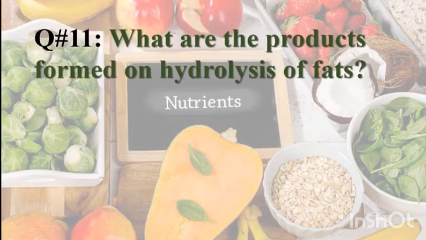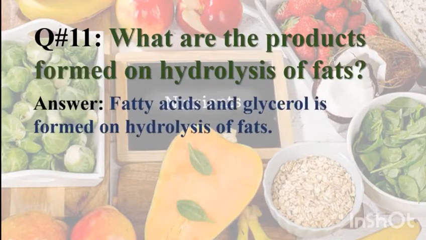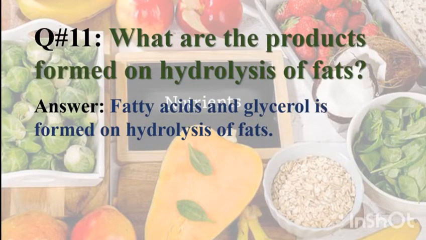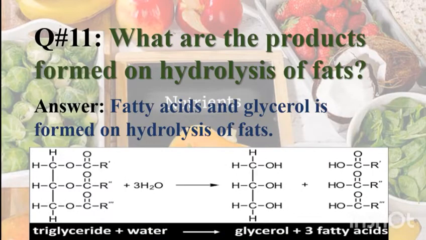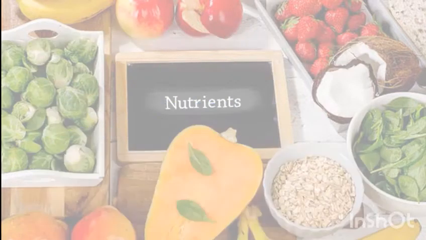Next is what are the products formed on hydrolysis of fats? So fatty acids and glycerol. These are the 2 compounds which are formed after the hydrolysis of fats. As you can see here in this equation, triglycerides, these are the fats. They are hydrolyzed in water. As a result, 1 glycerol molecule and 3 fatty acids have been produced.